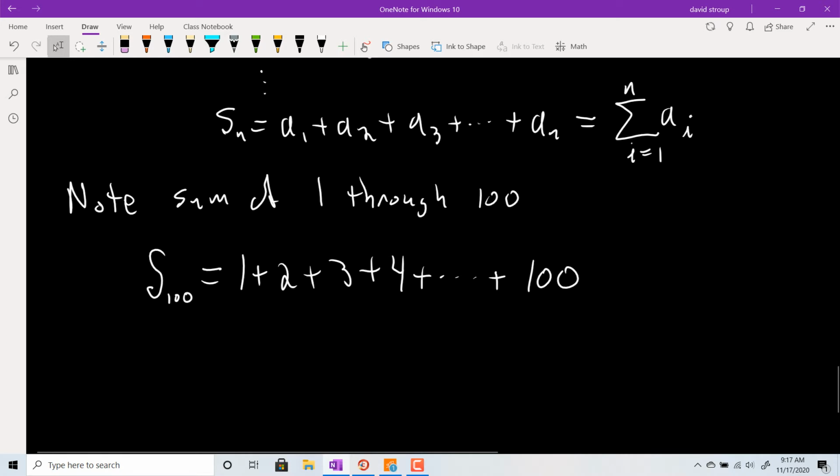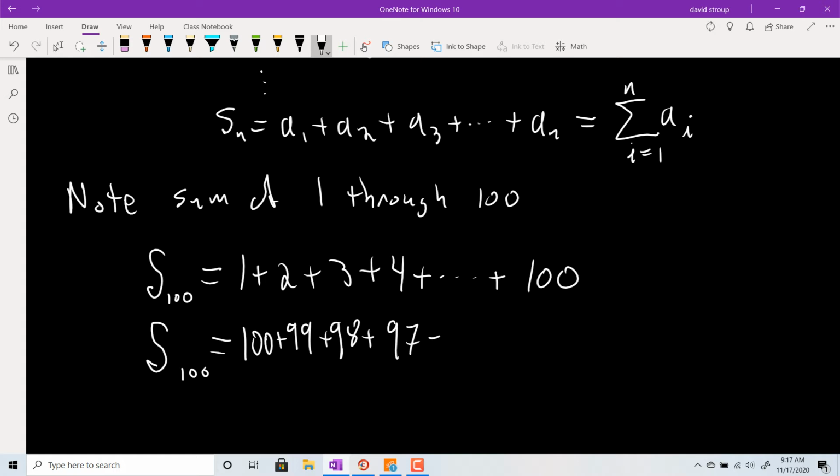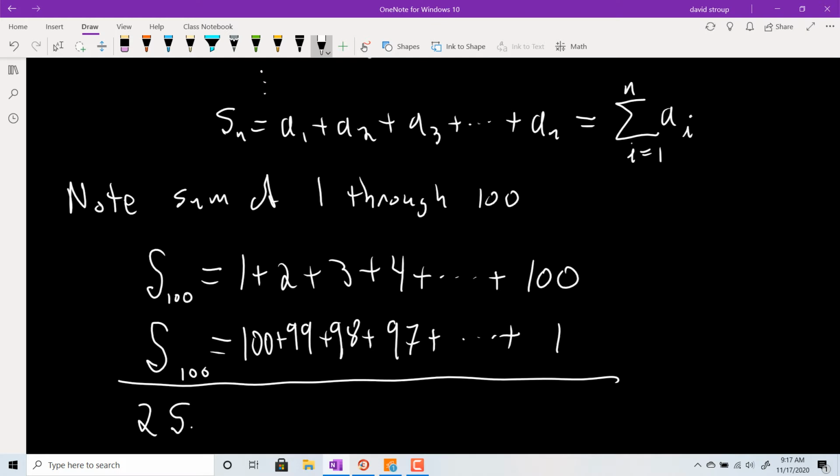Well, somebody figured out a trick. I think it was Gauss or somebody like that, some famous mathematician. Look, add it to itself. This is pretty weird, okay? But in reverse order. So they went 100 plus 99 plus 98 plus 97 plus dot dot dot all the way down to 1. Okay, and what do you get? You get 2 sums of the first 100 terms.